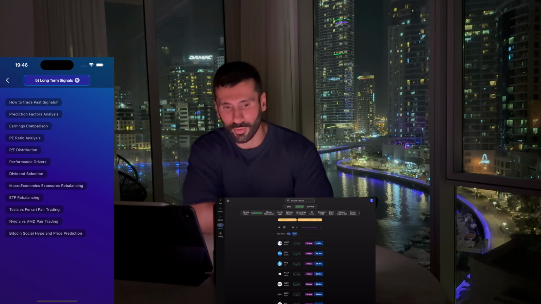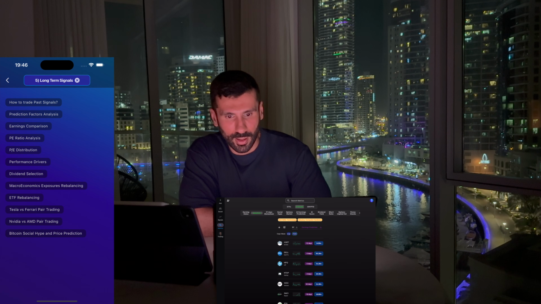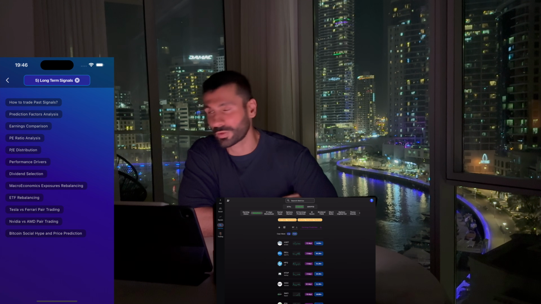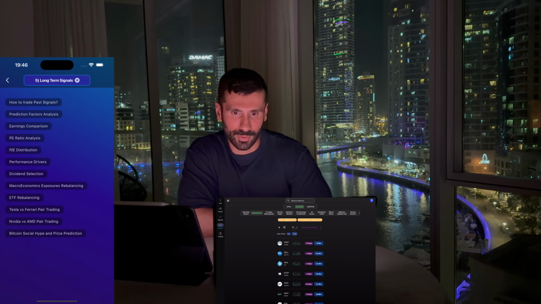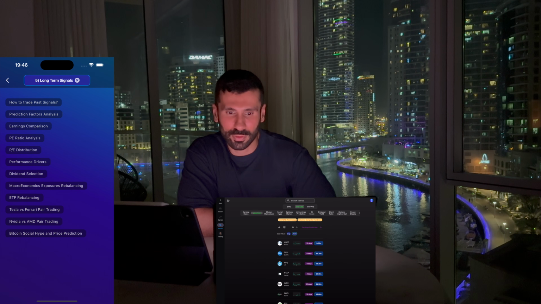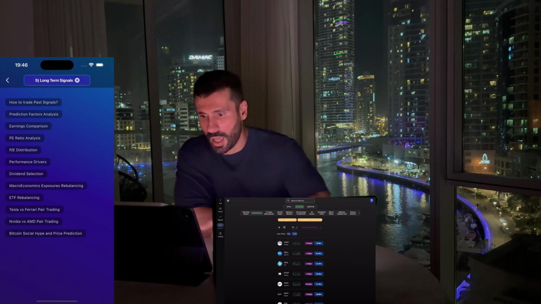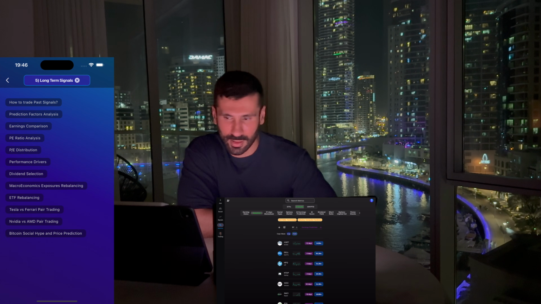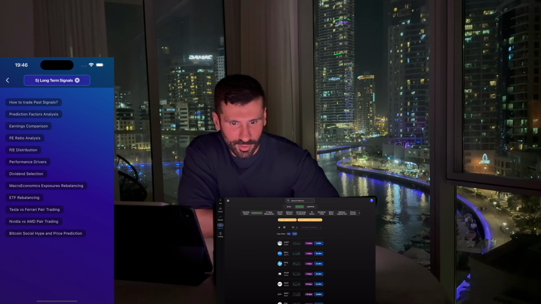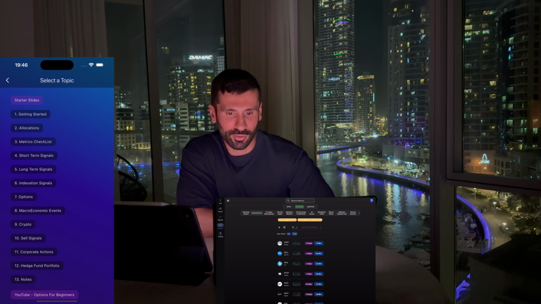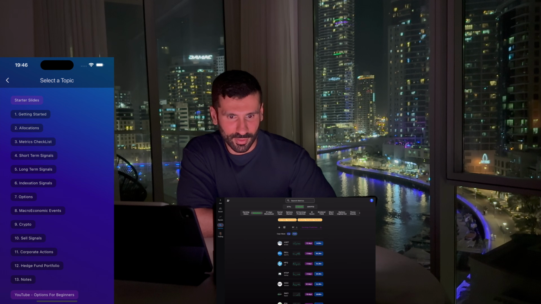So we did it for Palantir actually, and we knew it would hit it. But then you have other things like short-term hype. Well, anyways, but this is a long-term signal. Then pair trading like Tesla versus Ferrari. You can compare the same thing with Nvidia versus AMD. You can compare the financials and the EPS growth and things like this. Then same thing for Bitcoin. All right, let's move on.